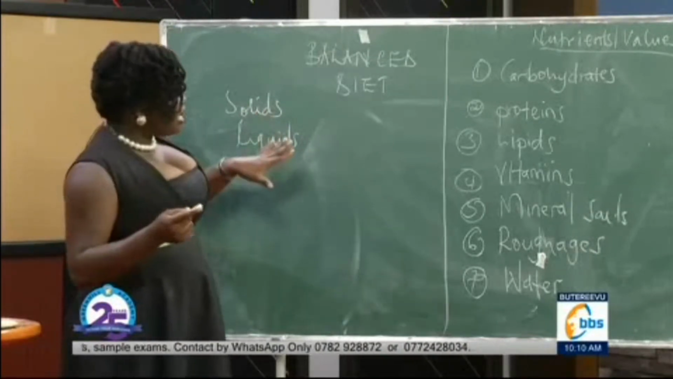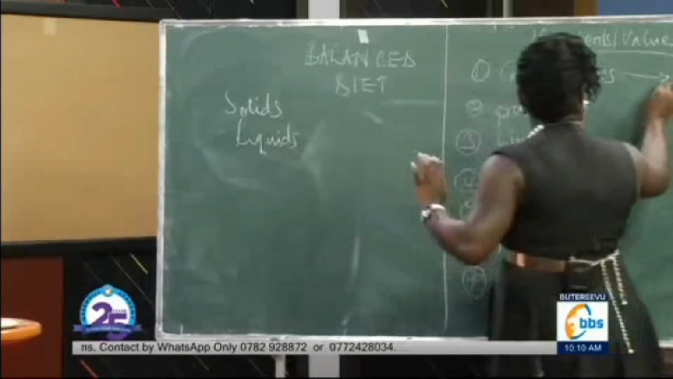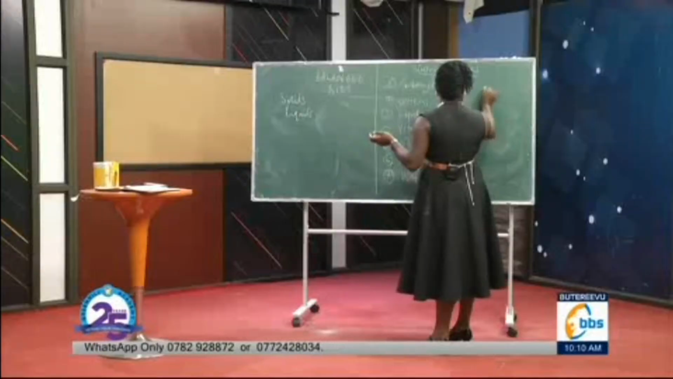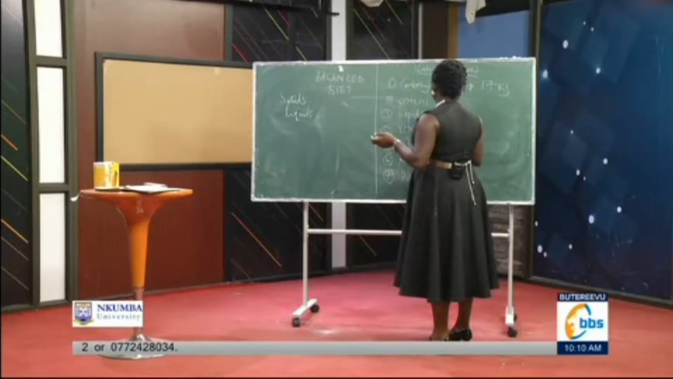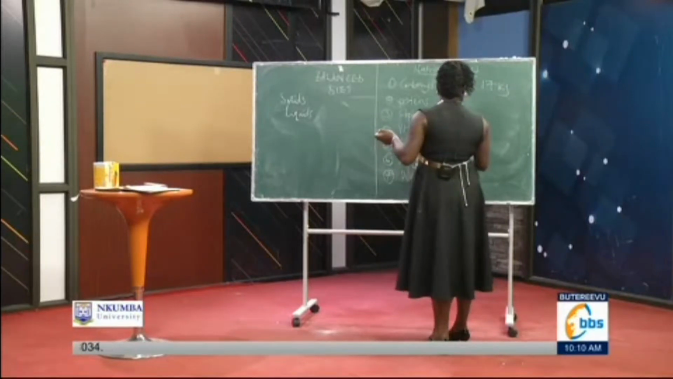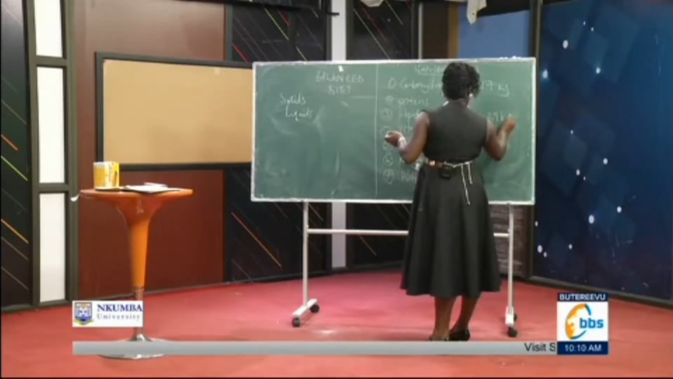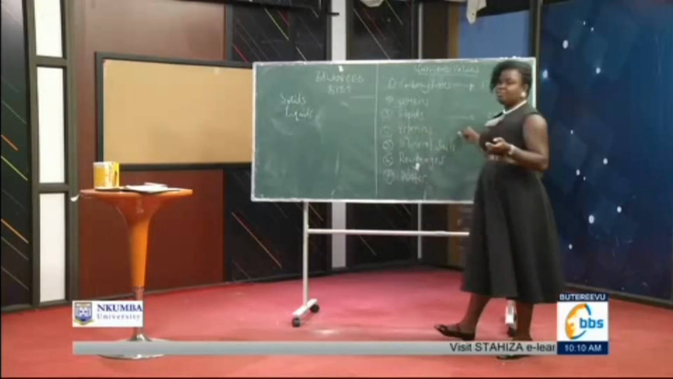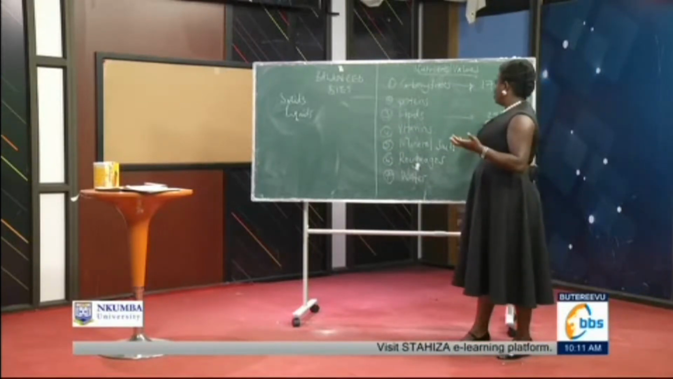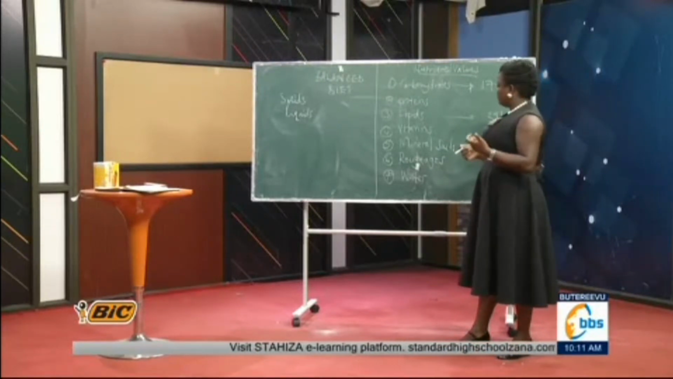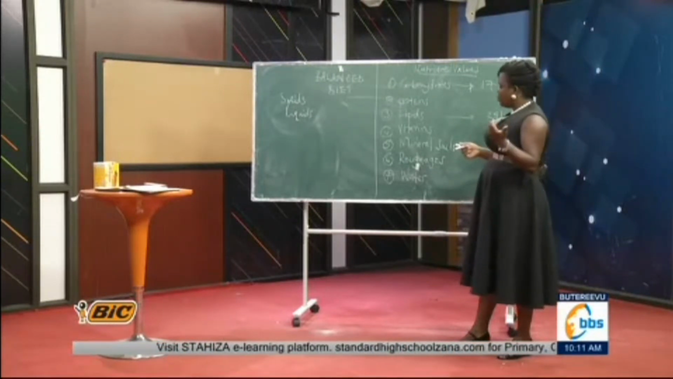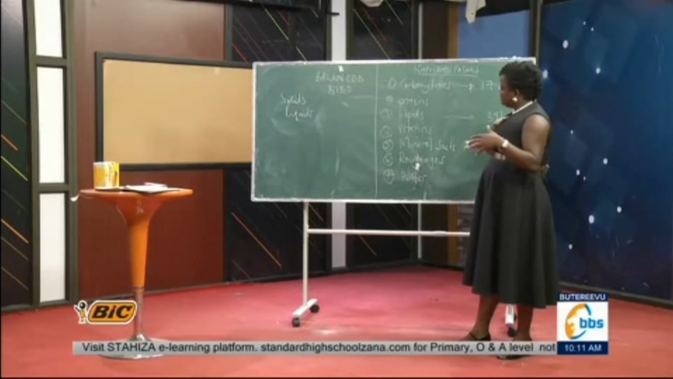Also, 1 gram of a carbohydrate will give you close to 17 kilojoules of energy. But 1 gram of lipids will give you 39 kilojoules of energy, meaning that lipids per gram provide more energy compared to a carbohydrate. So they're a very fast source of energy in our body. So we need them as well.